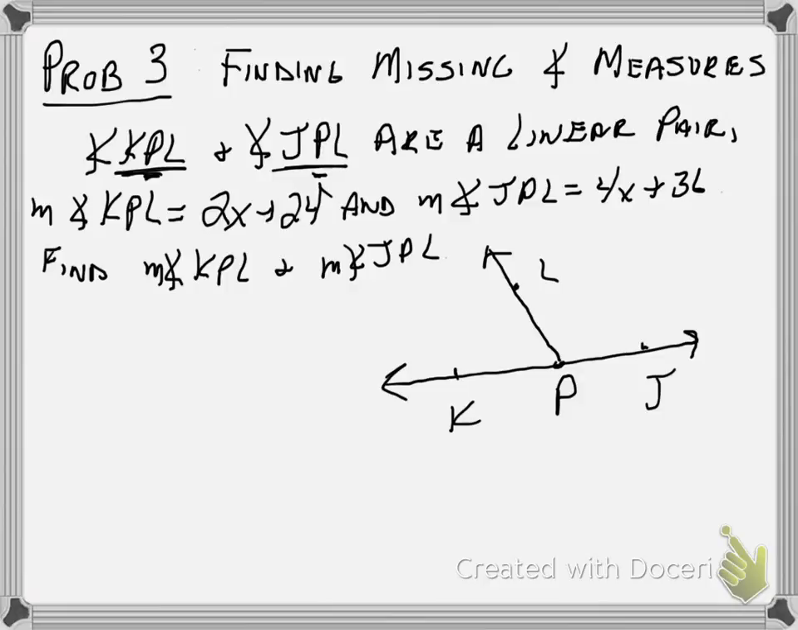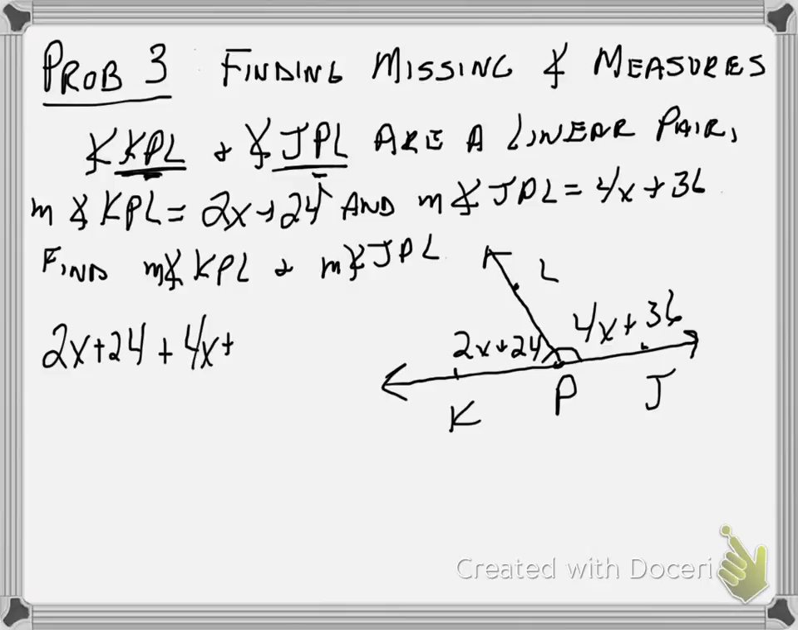Now it says KPL is 2x plus 24, and it says JPL is 4x plus 36. So it helps me to see what's going on when I draw my picture. And I can tell that KPJ is a straight angle. So the measure of this whole thing here is going to be 180 degrees. So as I work to solve this problem, I'm going to take 2x plus 24 plus 4x plus 36 and set that equal to 180 degrees because they form a linear pair. It forms a line.